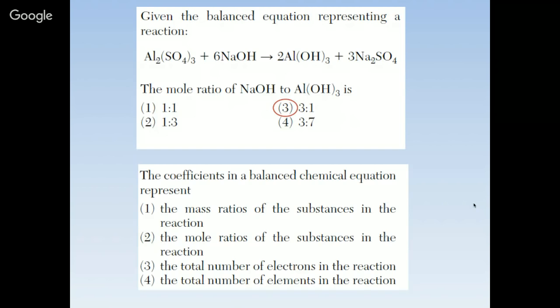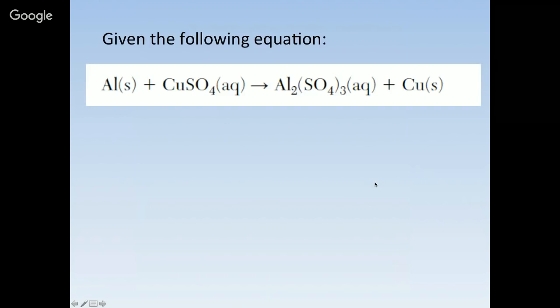Okay, so I'm seeing a little bit of disagreement. The correct answer is 2, the mole ratios of the substances. We always call these the coefficients, but remember they do represent the moles in the equation. So we're able to figure out the mole ratio based on the balanced equation. Remember, you first need to balance before you can do any of this. Great job.